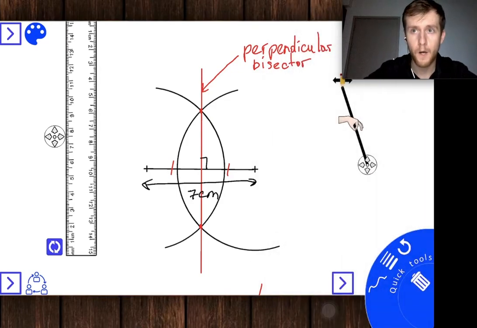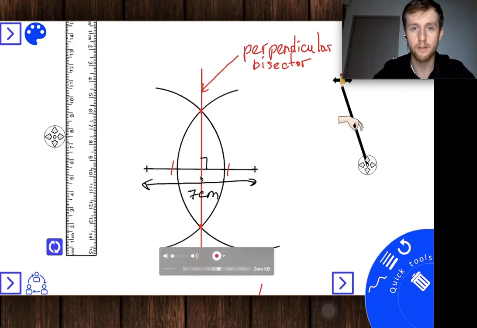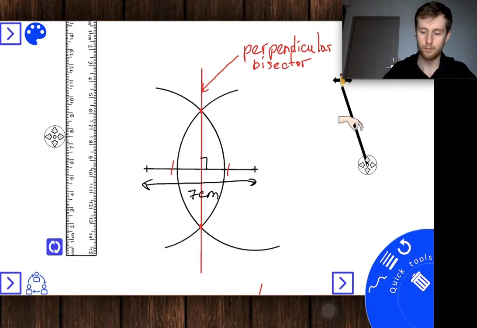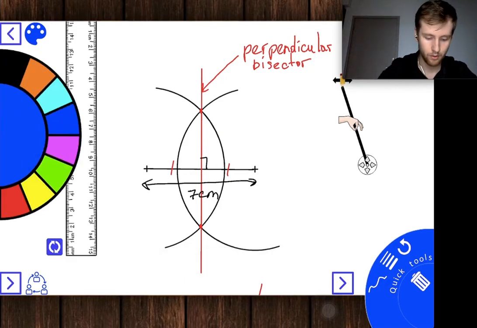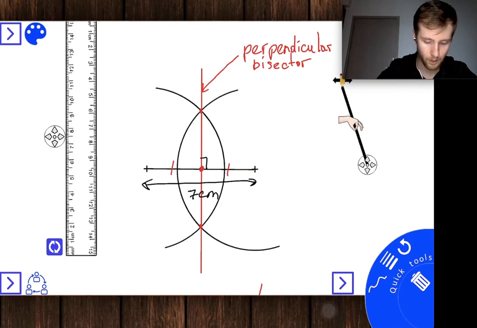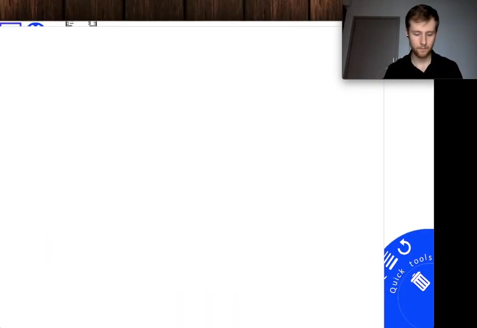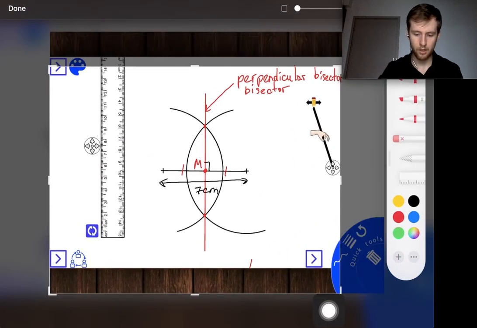The next part of the question is label the midpoint of the line M. Okay, so how do we find the midpoint? Well, we already cut the line in half, so the middle of this line is something we already have. The middle of this line is here, because this is half and this is another half. And this is going to be our midpoint, which we will call M. So this is M. Okay, question number 6, we are done with you.